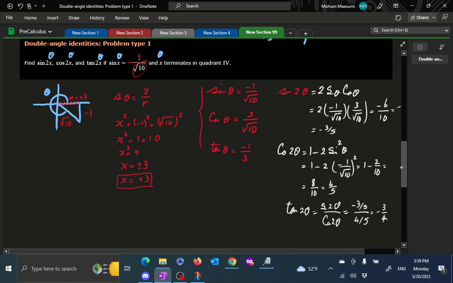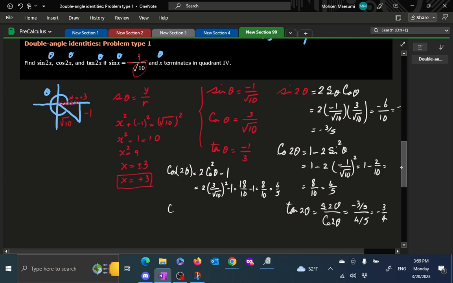Did I have other options? Yes, plenty of them. For example, cosine, here's an alternate way. Cosine of 2 theta, I could have said 2 cosine square of theta minus 1. I have cosine here, 3 over radical 10, square that, subtract. And that is 2 times 9 is 18 over 10 minus 1 is 8 over 10, which is the same as 4 over 5. Is that it?